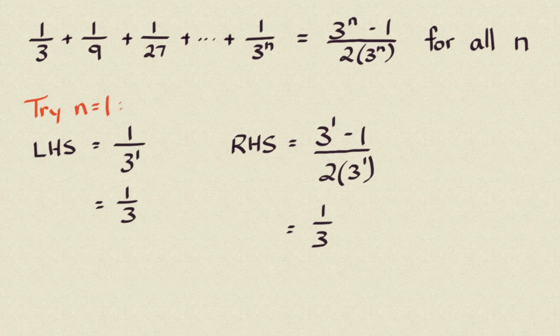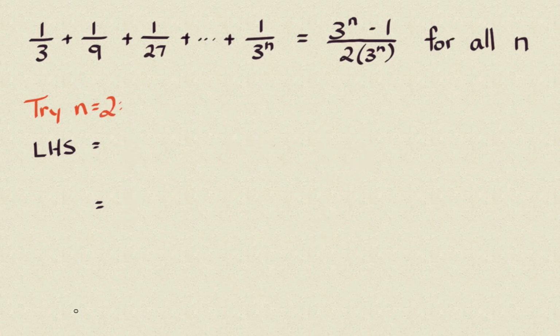Let's now try n equals 2. On the left-hand side, we get 1 on 3 to the power of 1 plus 1 on 3 squared. This becomes 1/3 plus 1/9. And when we combine these two fractions together, 1/3 is 3/9, so we get 4/9.